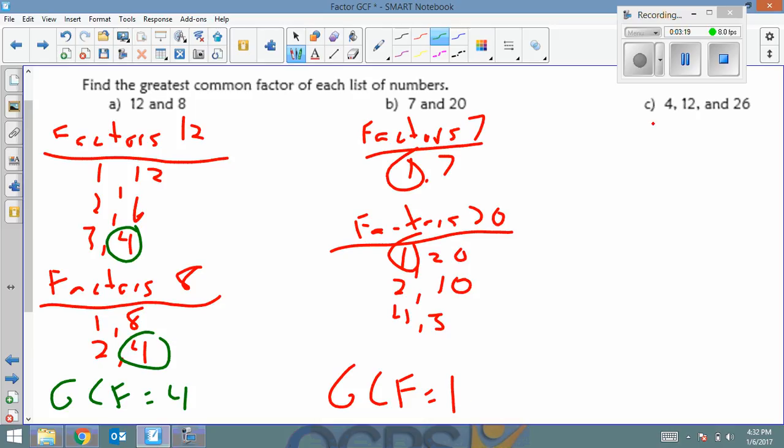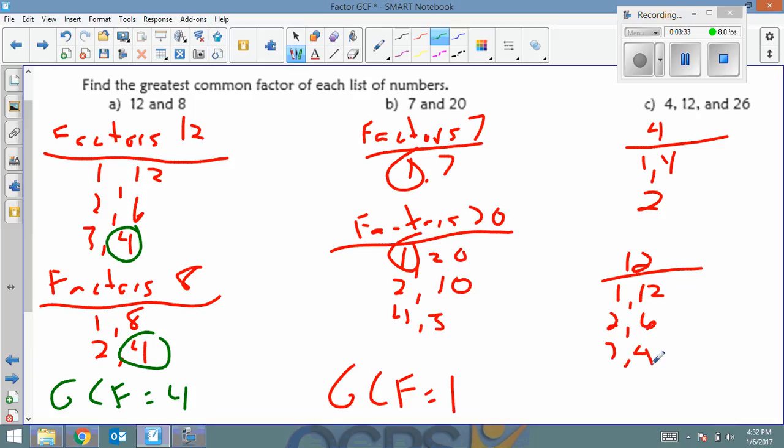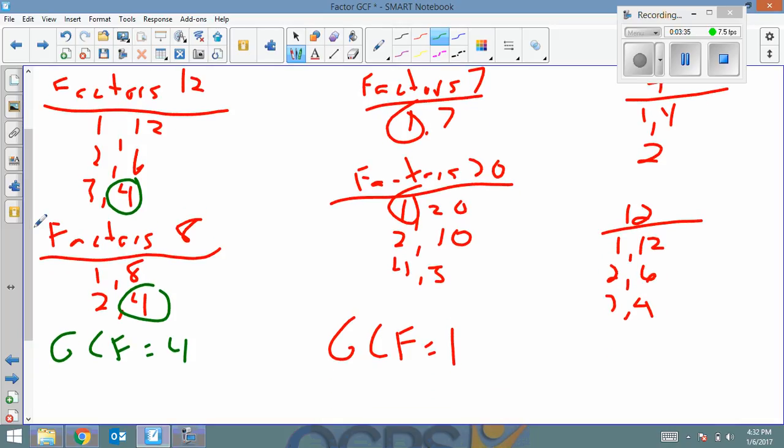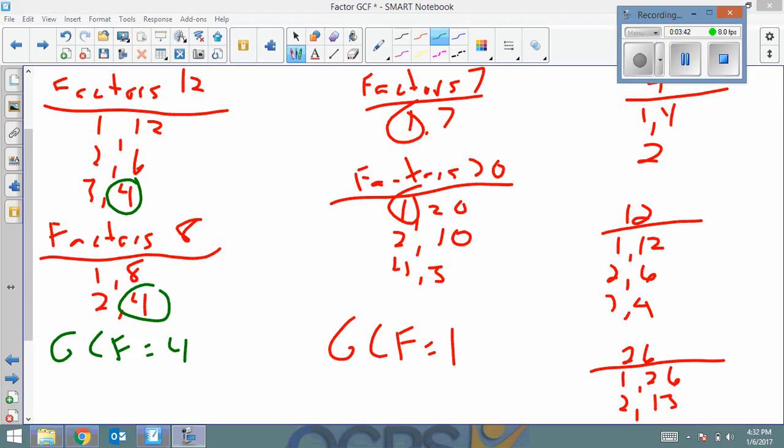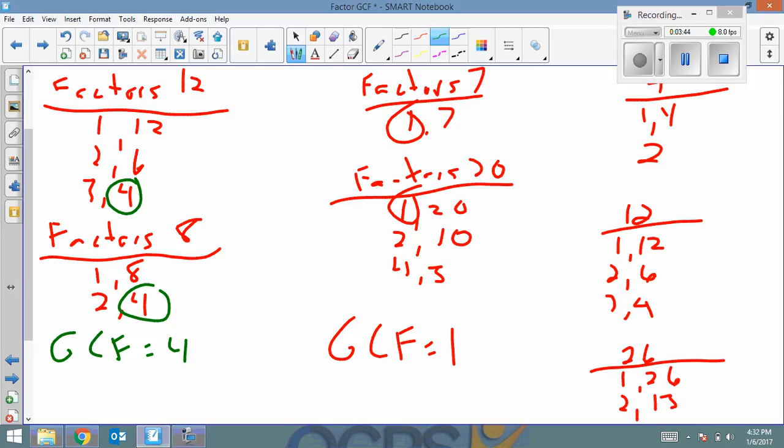Same thing occurs when we have all three. Let's do the factors of 4 first. It's 1 and 4, and then it's going to be 2 and 2, so you don't have to write it once. Then we're going to do the factors of 12. So it's 1 and 12, 2 and 6, 3 and 4. And then we got to do the factors of 26, which is 1 and 26, and 2 and 13. So which one is involved in all three of them? Well, we have a 2, a 2, and a 2. So that means our GCF is equal to 2.